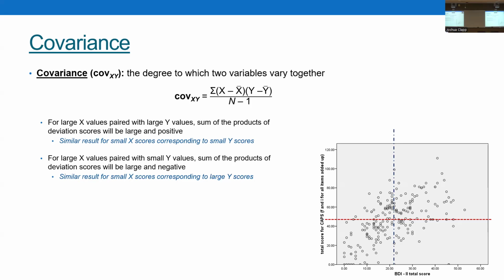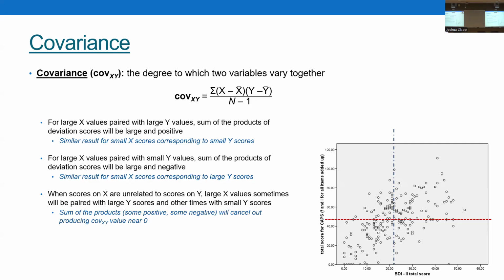Same thing if I go small x's and large y's. I've got a small x, which gives me a large negative deviation, paired with a large y, a large positive deviation. A large positive times a large negative gives me a large negative number. So you have a negative covariance, telling me that I've got a negative association right here.